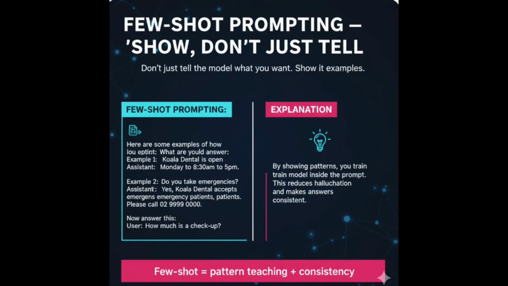Few-shot prompting. Show, don't just tell. Few-shot prompting means don't just tell the model what you want. Show it examples. Here are some examples of how you should answer. Example 1. User: What are your hours? Assistant: Koala Dental is open Monday to Saturday, 8:30 a.m. to 5 p.m. Example 2. User: Do you take emergencies? Assistant: Yes, Koala Dental accepts emergency patients. Please call 02-9999-NO.